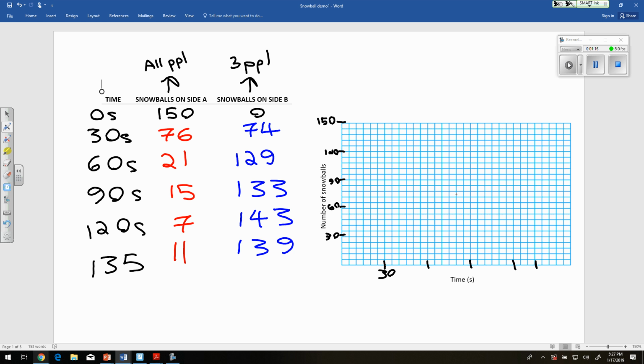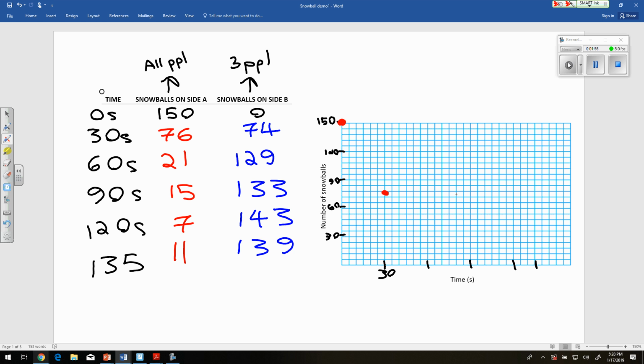So I'm going to make a graph now of the snowballs on side A, which I'm going to graph in red, and the snowballs on side B, and we're going to graph that as a function of time. I'm going to start with side A. At 0 seconds, there were 150 snowballs on side A. At 30 seconds, there were 76. 76 is almost halfway between 60 and 90, so I'm just going to do like there.